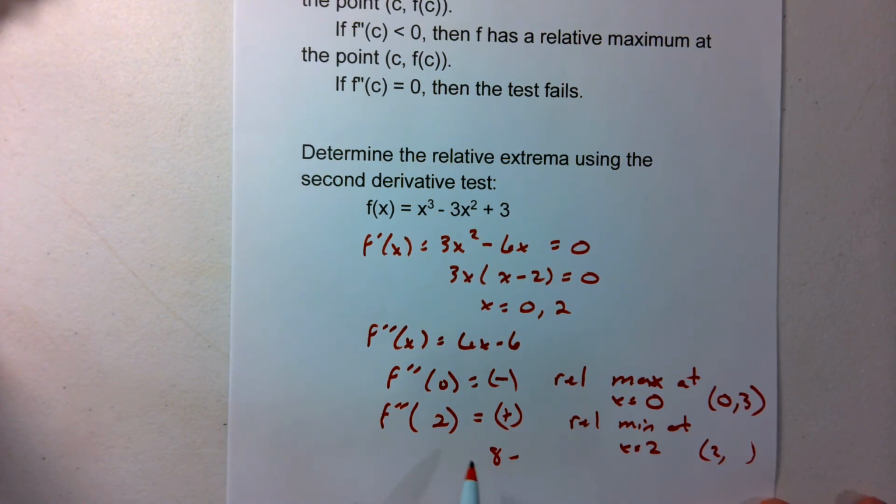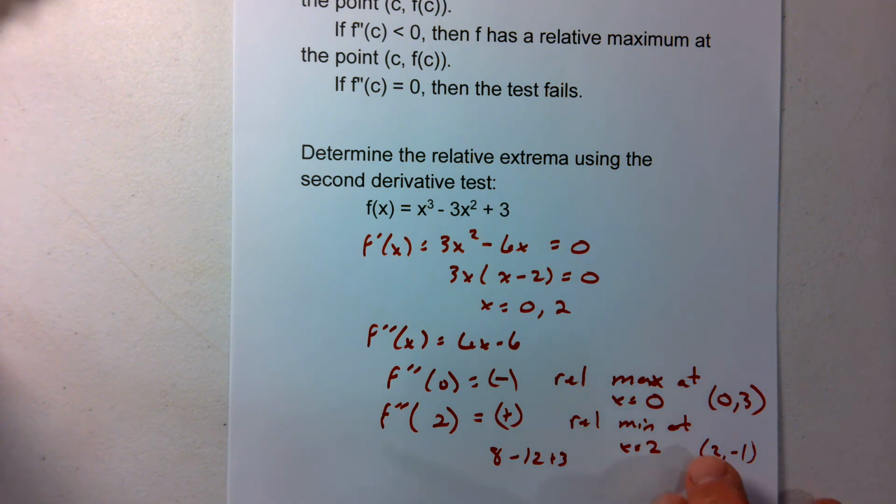We'll go ahead and play the game. 8 minus 12 plus 3, which is going to be negative 1. So that's where our relative maximum second derivative test comes into play.